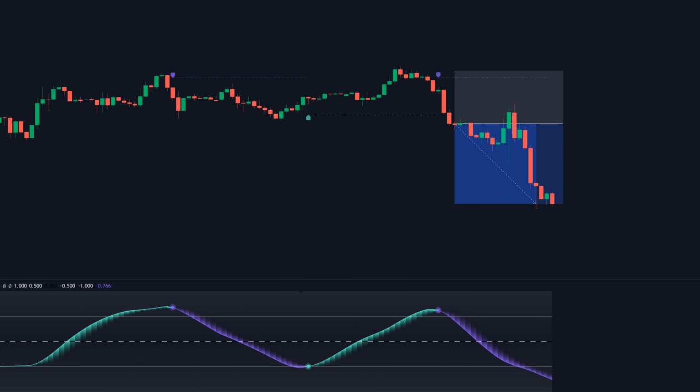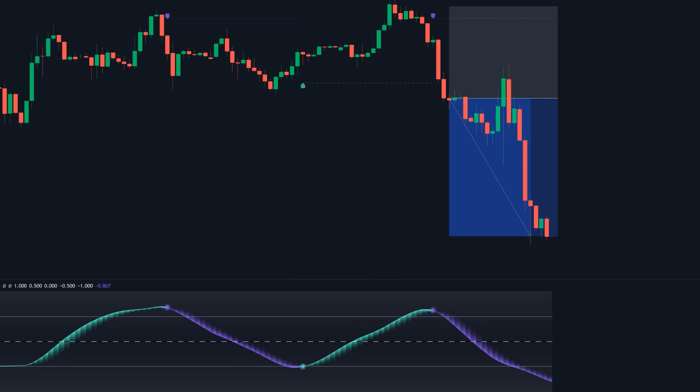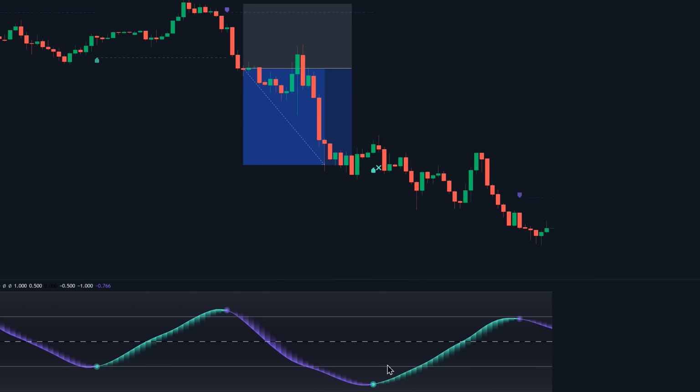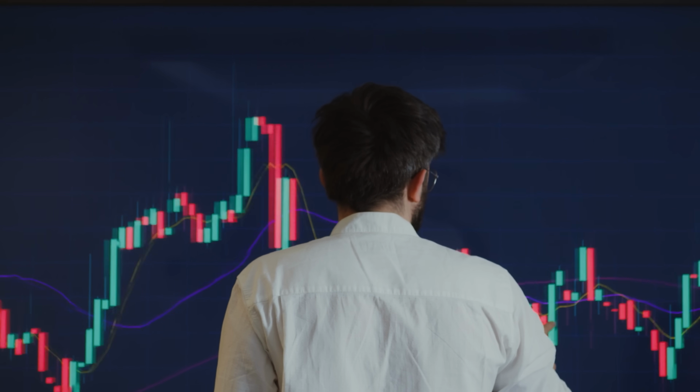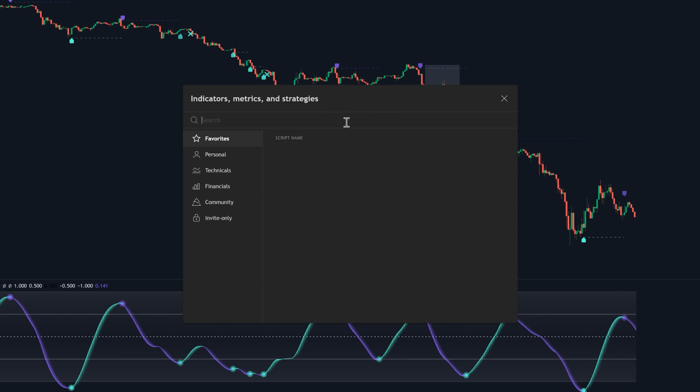Now, even without any extra confirmation indicators, well, this tool is pretty decent. In this video, we're gonna go over what this indicator is and how we can combine it with other indicators to craft a strategy out of it.